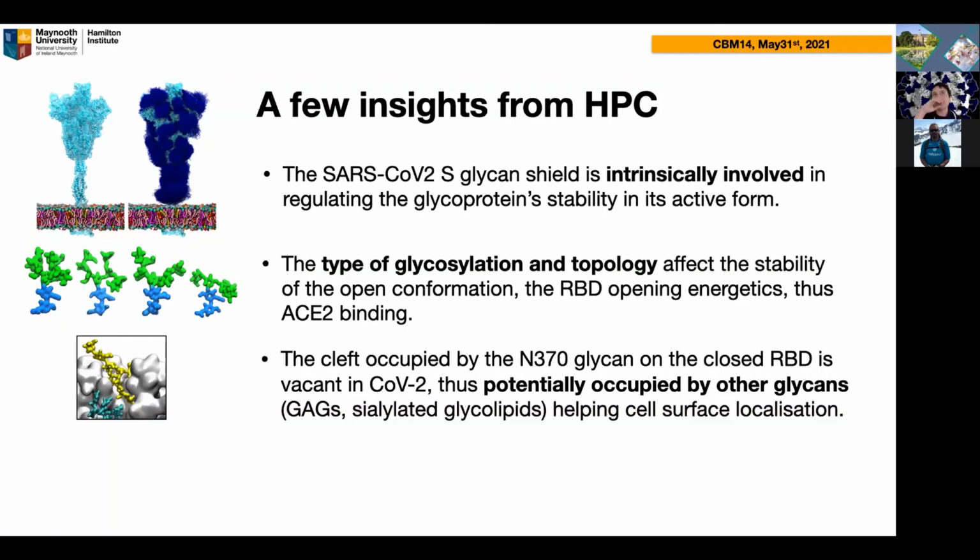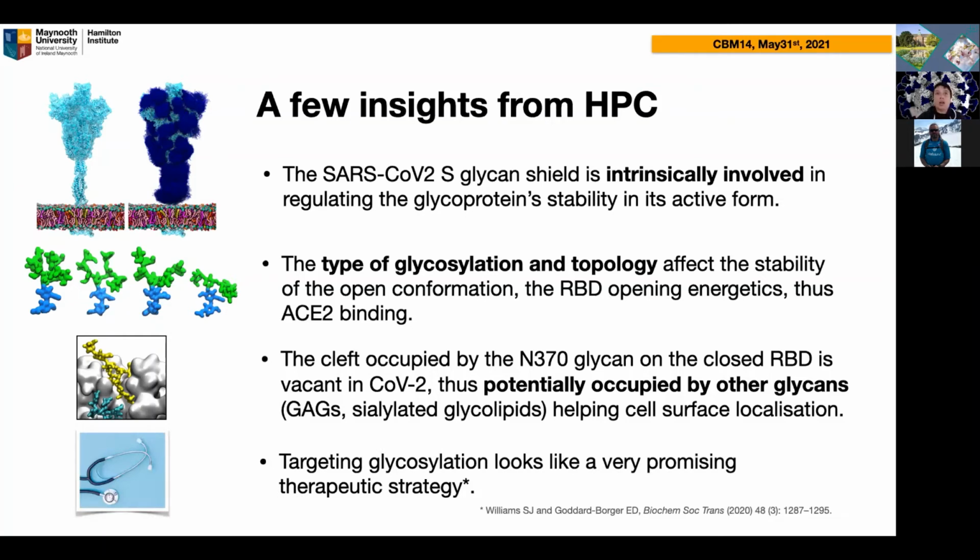What is particularly interesting to us, and a line of work that we are pursuing at the moment in different directions, is that the cleft that is occupied by the N370 glycan on the closed RBD is now vacant in CoV2, for the first time, and can potentially be occupied by other glycans. We've seen evidence of GAGs binding the CoV2 spike, and sialylated glycolipids and other glycans might also bind this cleft. This will help cell surface localization for sure, as those glycans cover the cell surface. This is a strategy that many viruses have used, so it is also accessible to CoV2 now.